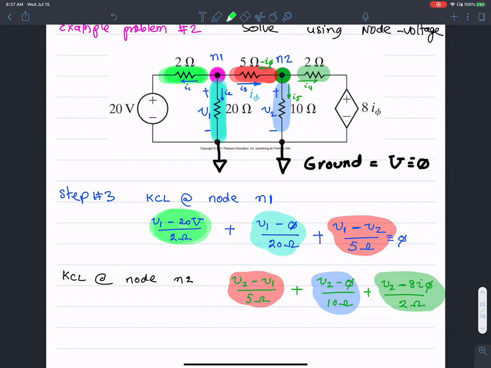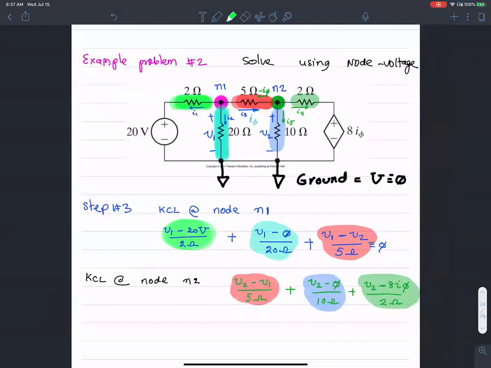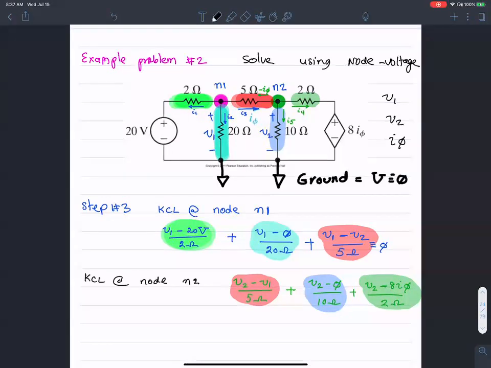Is that enough? No, you need the constraint current equation. That is correct. Here's the reason why. What are the unknowns? I don't know V1. I don't know V2. And don't forget, I don't know I5 as well. So I need one more equation to set up three equations. Three unknowns, meaning I need three equations.